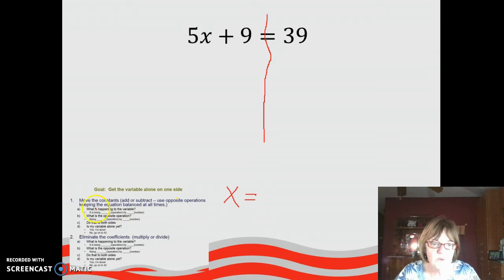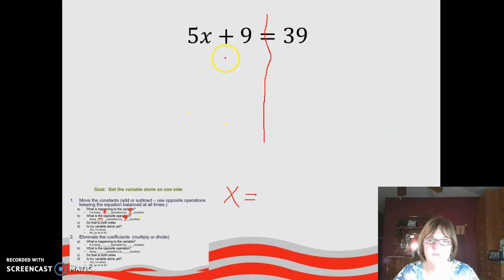So how do we do that? Well, first of all, what's happening to my variable in regards to adding and subtracting? Well, let's see. My variable is having 9 added to it. It is being added by 9. So what is the opposite operation? Well, to subtract by 9. That's the opposite operation. So let's do that to both sides.